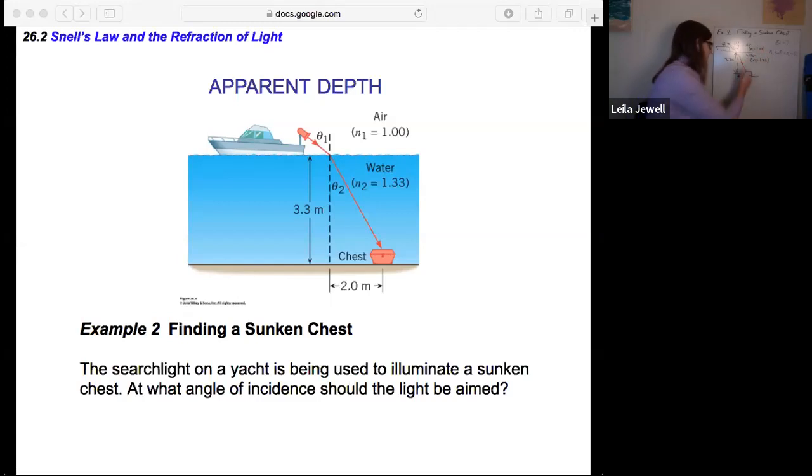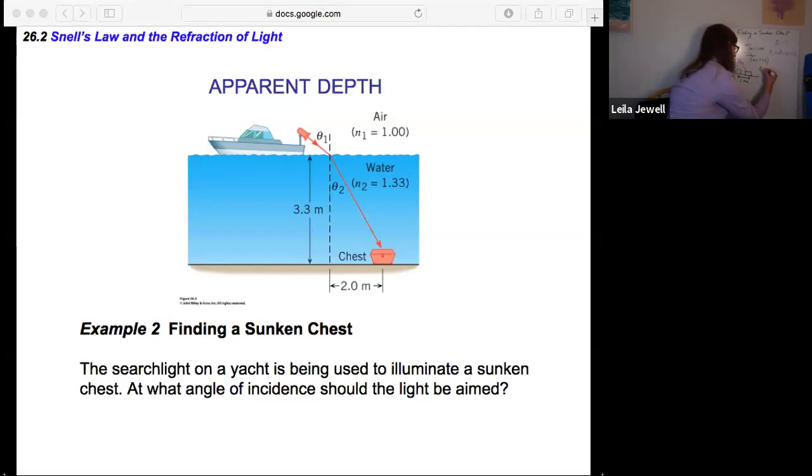For my theta 2, I can draw that in here as well into my picture. I don't know it, but I do know some other dimensions, and I notice that they've given me a triangle here. Yes, it's a right triangle. And that's the key, because with a right triangle, we can relate two of the side lengths to that angle. We have this angle, and then we have the side opposite it and the side adjacent to it. We do not know the hypotenuse here. So which trig function gives us opposite and adjacent?